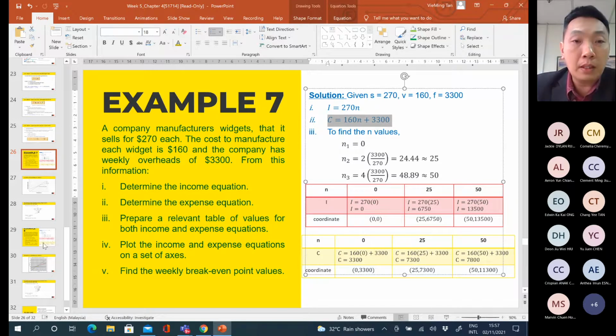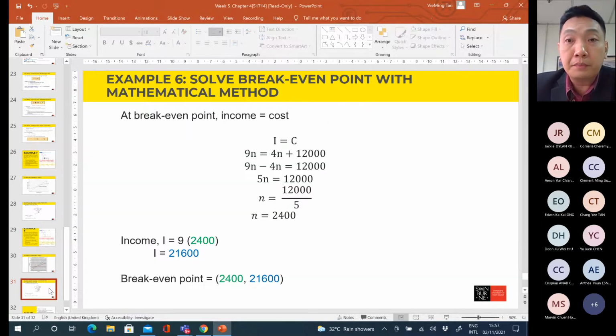So how to do the calculation? You can set it in this way. This is for part 5, break-even point. At the break-even point, income is equal to cost.